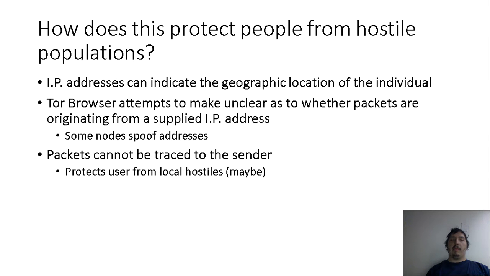Now, how does this protect people from hostile populations? You can gain identity of the sender and the recipient through their IP addresses. And IP addresses can indicate the geographic location of the individual. Tor Browser attempts to make it unclear as to whether packets are being sent and received through a given server or node, or actually have originated from that IP address. And some nodes within the Tor network can actually spoof IP addresses. Not all, but some can.